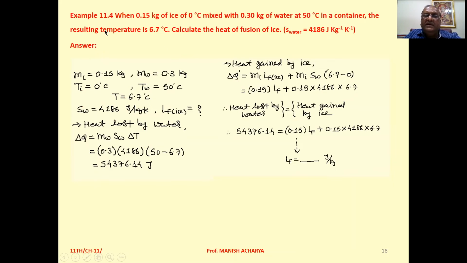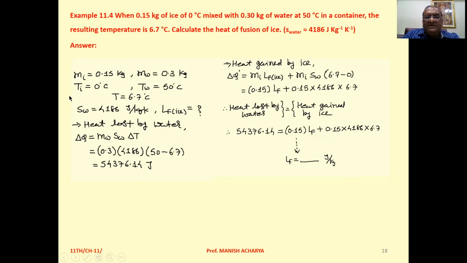Now, example 11.4. When 0.15 kilogram of ice at 0 degrees Celsius is mixed with 0.30 kilogram of water at 50 degrees Celsius in a container, the resulting temperature is 6.7 degrees Celsius. Calculate the heat of fusion of ice. Specific heat capacity of water is 4186 joule per kilogram Kelvin.